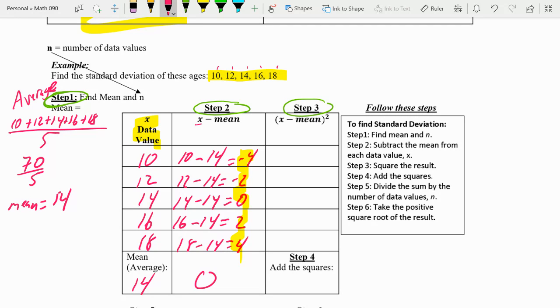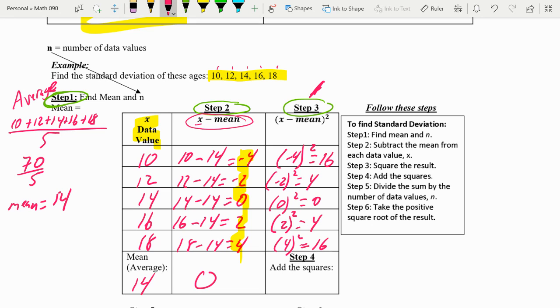Now, step three. They want us to do x minus the mean, which was that, and we're going to square it. We already have the answer, so we have negative 4 squared. And this is why I was saying it doesn't matter if you get a negative, because you're going to square it, which is always going to give you a positive answer. So negative 2 squared. You guys get the idea. Oops, I forgot to put the squared.